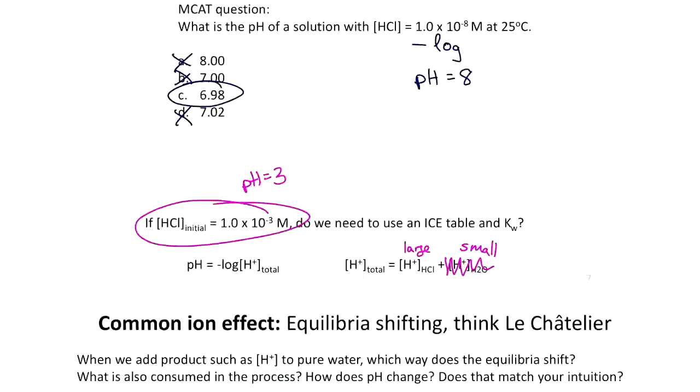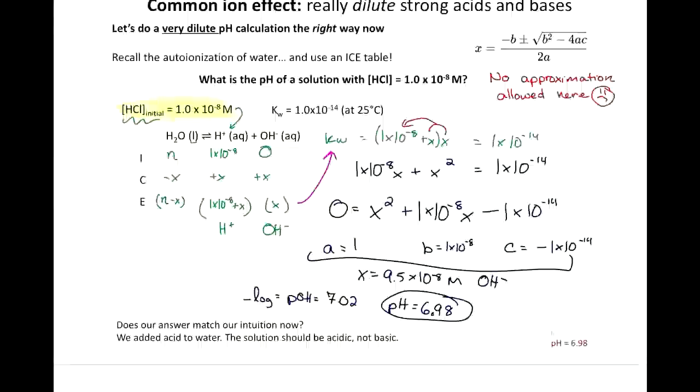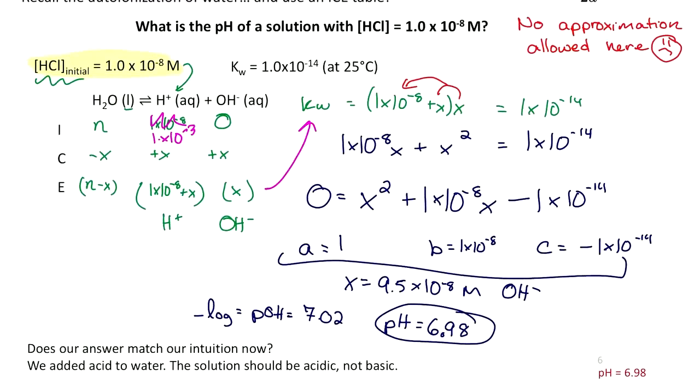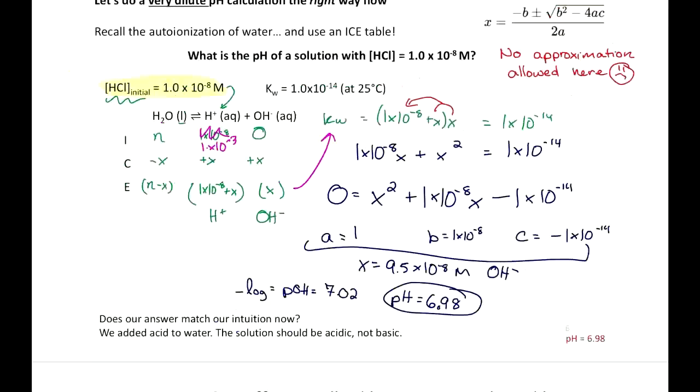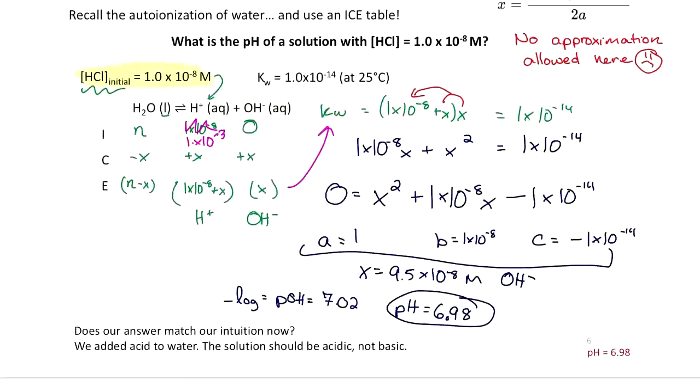But here's the thing. The ice table is still going to work. If you put 1 times 10 to the negative 3 in this ice table, you're still going to get a pH of 3 at the end, because you can make an approximation that says, oh, this number is really big, then plus X is really small. Doesn't that sound familiar? Yeah, and so all of that works out here with the autoionization of water, most important when things are very dilute.